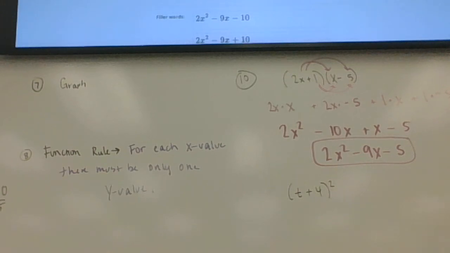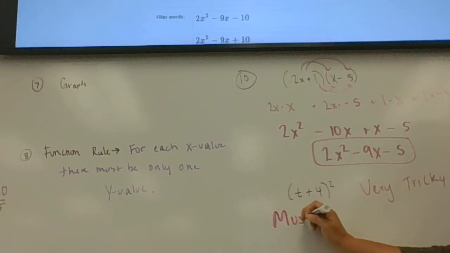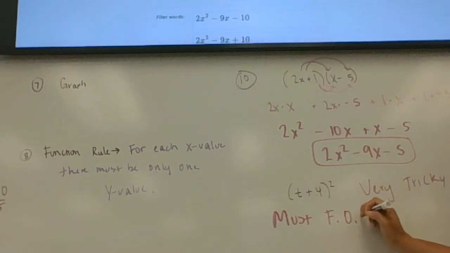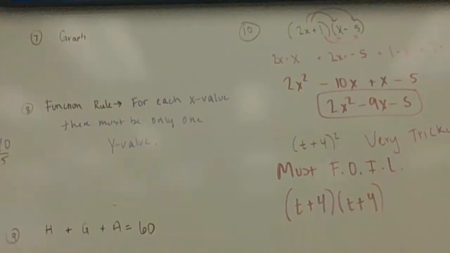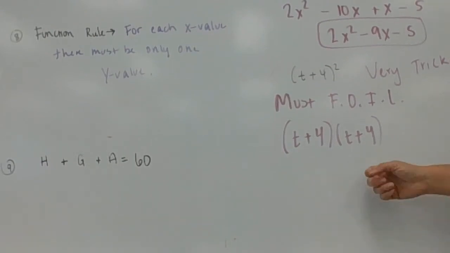And then this is the tricky one. This is the one that more people will get wrong than right. This one is very tricky. It is not t squared plus 16. You must FOIL, and everybody forgets it. You must do the first, the outer, the inner, the last. So you have to write it out side by side and multiply this binomial correctly. How many of you got tricked by this and wrote t squared plus 16? It's just so easy to do.